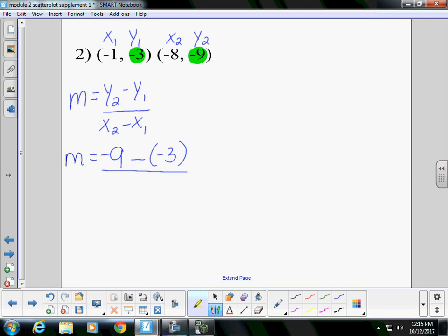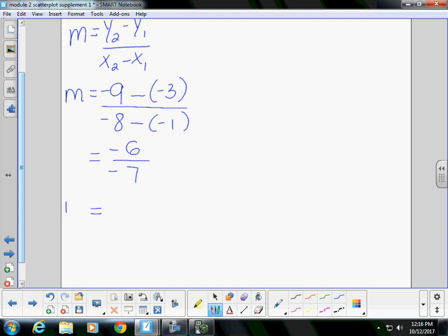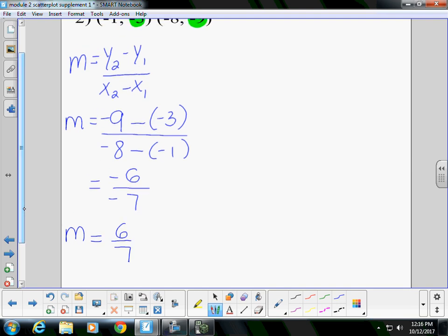Divided by, now I'm going to work with my x's, which are the -1 and the -8, but you start with the second one. So -8 minus -1. Okay, so -9 minus -3, that's really -9 plus 3. That's going to come out to -6. And -8 plus 1, because minus negative is plus, that's going to come out to -7. Okay, and 2 negatives is a positive, so really our slope here is 6/7. Okay, so that's the slope.